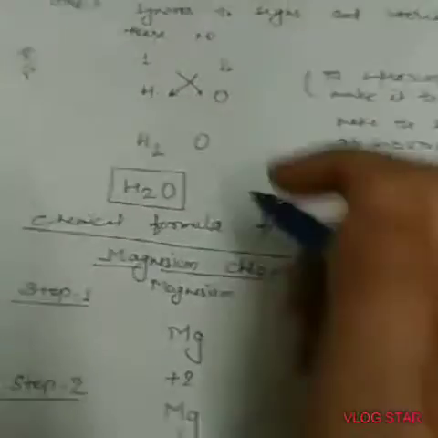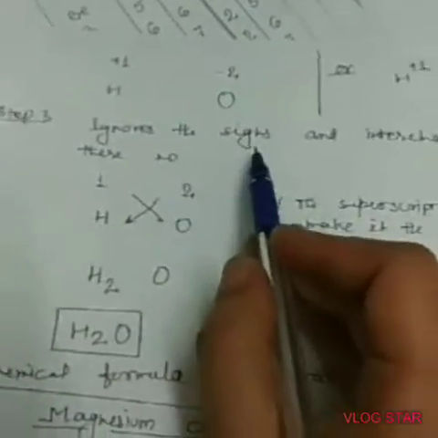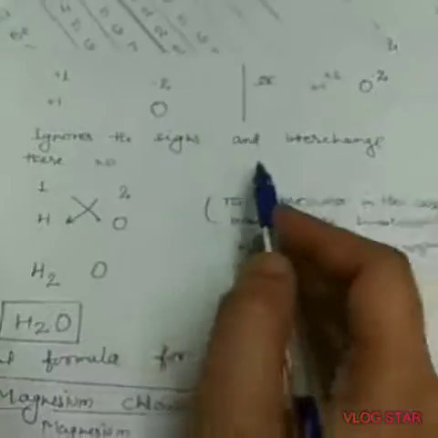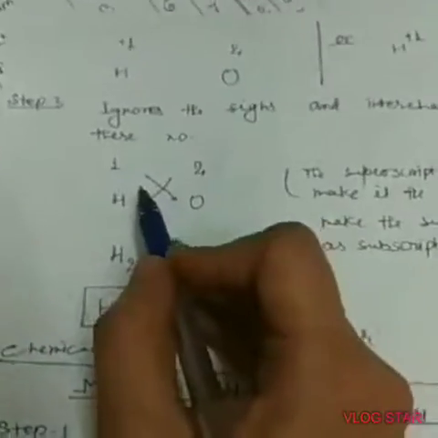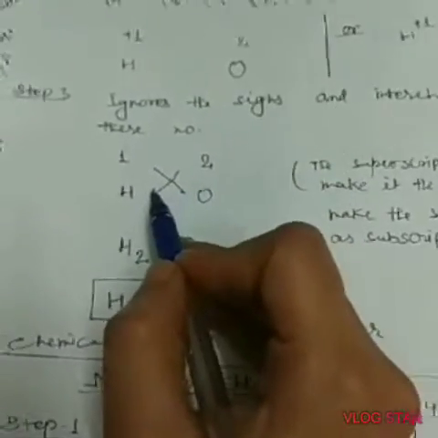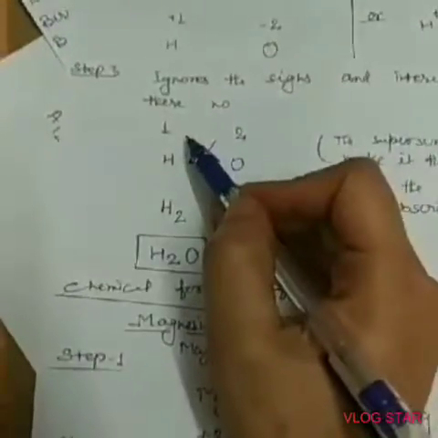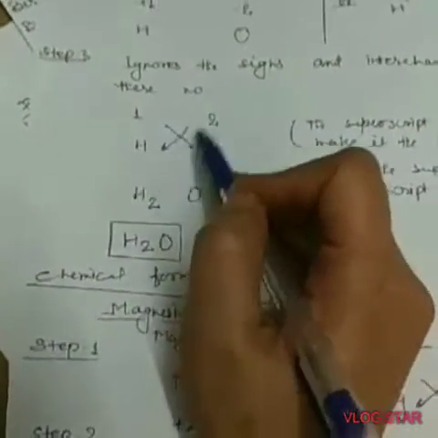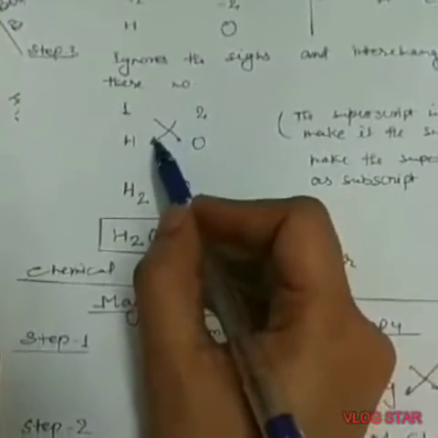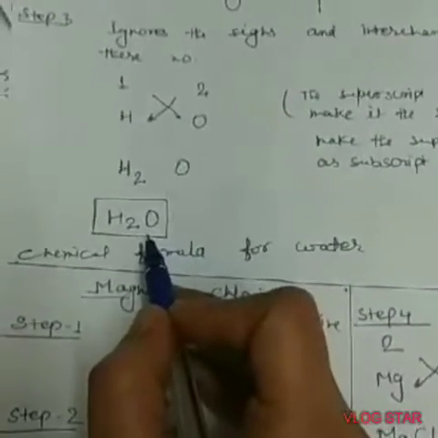Step 3. Ignore the signs, meaning ignore the charges plus or minus, and interchange these numbers, the valencies. Now, make the superscript a subscript. After interchanging the valencies, what do we get? H2O. So, this is the chemical formula for water. Got it?